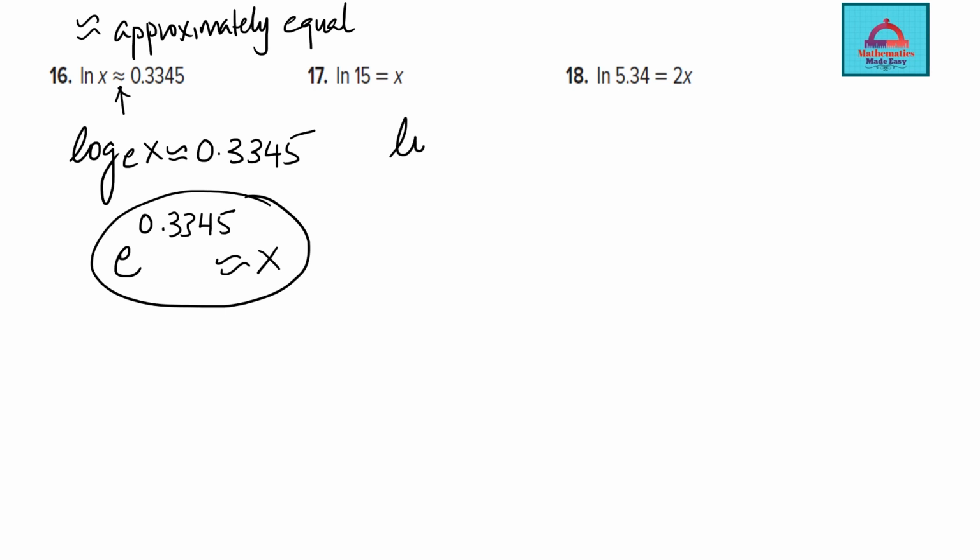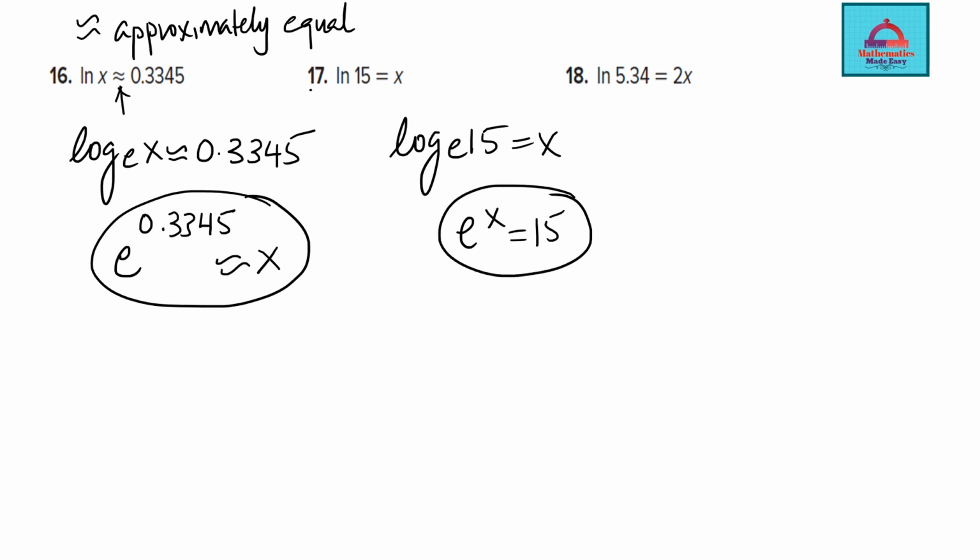For this question, I will now go directly to the answer. So e to the power x is 15. This is the exponential form for question 17. Similarly, for question 18, e to the power 2x will be equal to 5.34. That's your final answer.